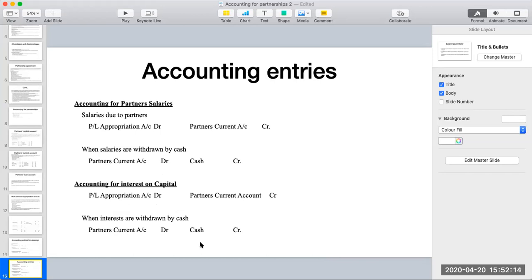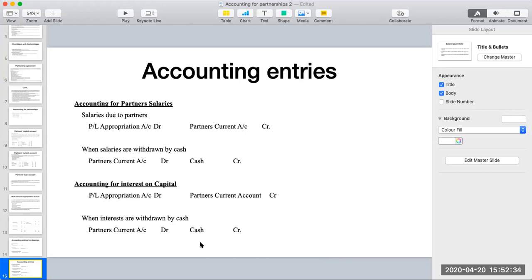Right, accounting for partners' salaries. Salary is an interest which is received by the partner. Therefore, current account is credited. Then it's an expense to the business. Therefore, debited to P&L appropriation account.